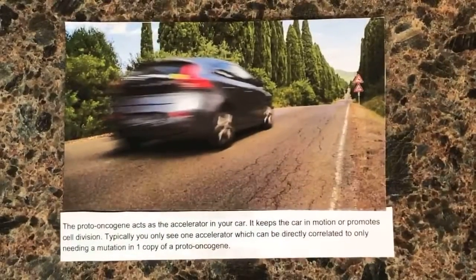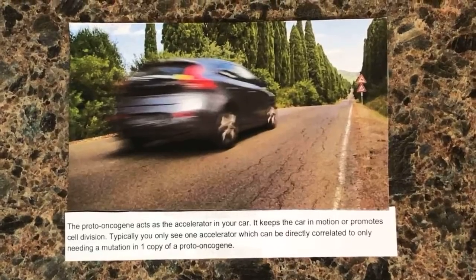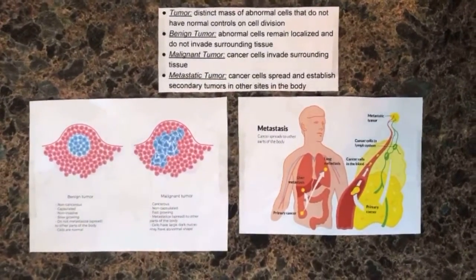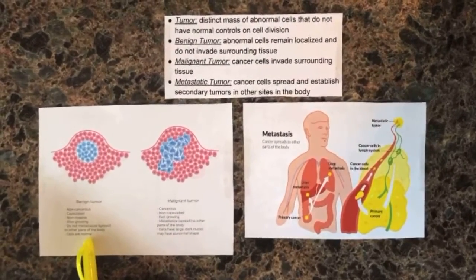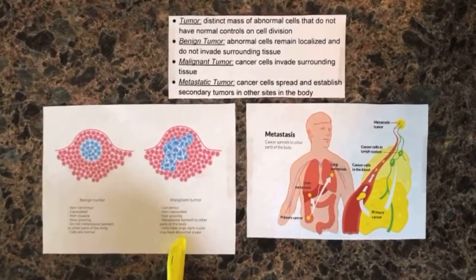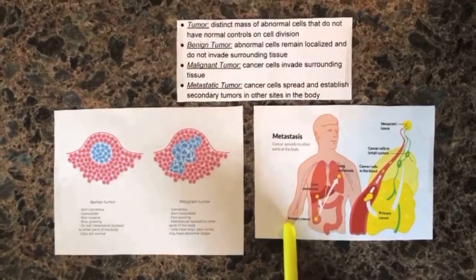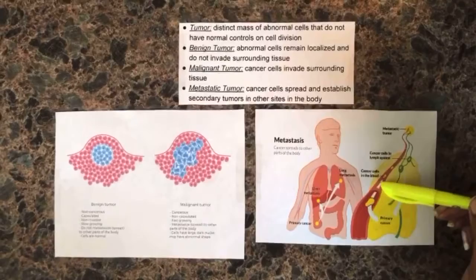Typically, you only see one accelerator, which can be directly correlated to only needing a mutation in one copy of the proto-oncogene. A tumor is a distinct mass of abnormal cells that do not have normal controls on cell division. In a benign tumor, the cells remain localized and do not invade surrounding tissues. But in a malignant tumor, the cells invade surrounding tissues. Once you get to the metastatic tumor, the cancer cells spread and establish secondary tumors in other sites of the body.